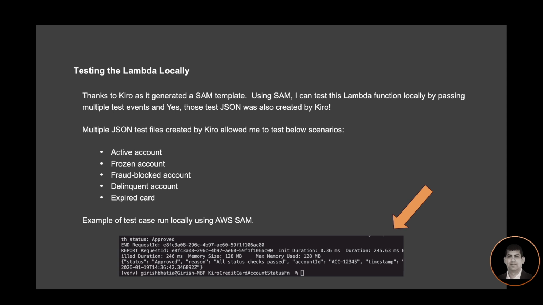So now that I have the Lambda function code, I also have my SAM template to build it. Using this SAM, I can now test the Lambda function locally by passing multiple test events. And yes, the test JSON was also created by Kiro. So it did not create one, but it created multiple JSON test files to test for multiple scenarios based on my business logic built into the Lambda function, checking for active account, the frozen account, the fraud, delinquency, expired card, and so on. And this is an example of basically running it locally. So I can test this function locally without even deploying to the AWS cloud.